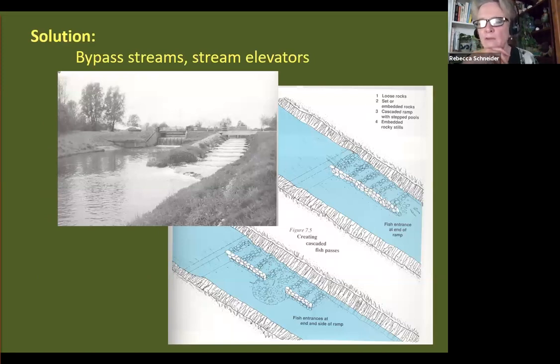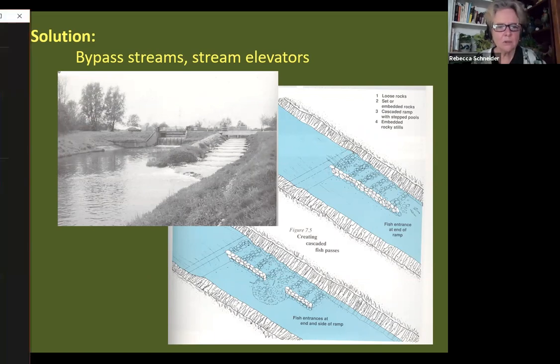There are ways to help fish get past the dams. I'm going to pause just for a second here. Okay, thank you. That was a quick digression there.